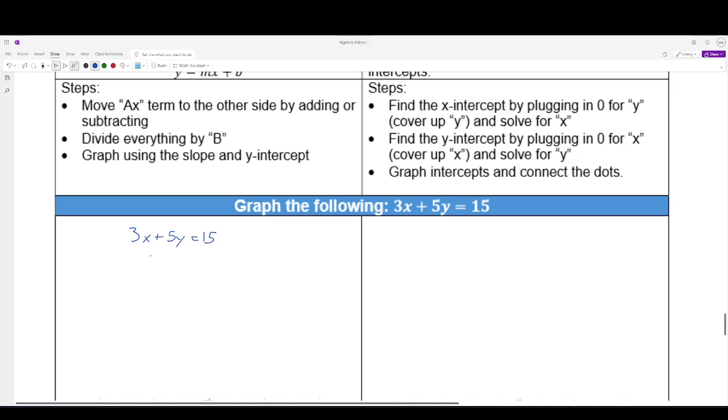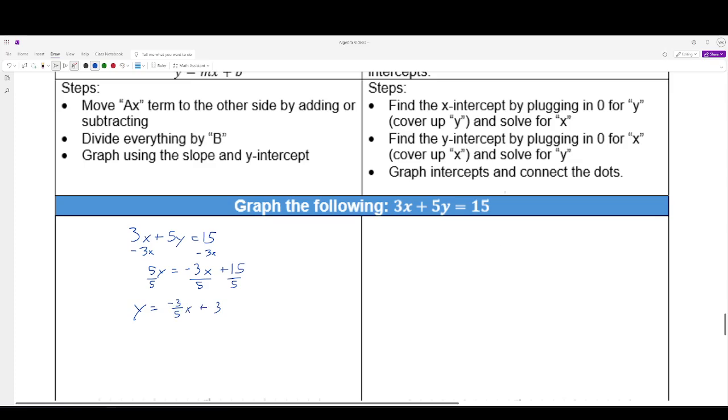If we want to convert this to slope-intercept, we already practiced this weeks ago. We move the x's to the other side, so minus 3x. Then we have 5y equals negative 3x plus 15. And then we divide each term by 5 and end up with y is equal to negative 3/5 x plus 3.